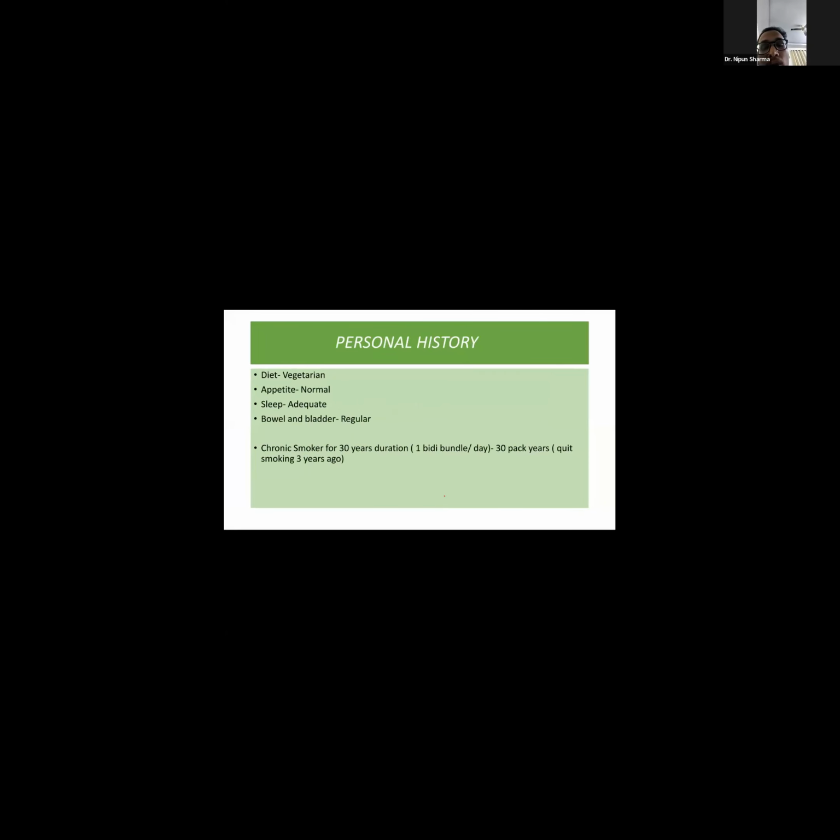Patient is a pure vegetarian having a normal appetite with adequate sleep, and bowel and bladder habits are regular. He was a chronic smoker for 30 years duration, one BD bundle smoking per day, which amounts to 30 pack years, and he quit smoking 33 years ago.